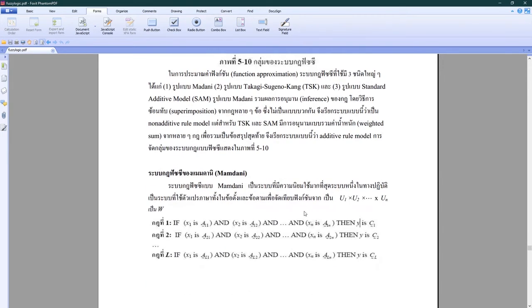Okay, let's see. Fuzzy rule of Mamdani. It would have if x1, which is the value that the system receives, basically an input. If compared to the previous example, it is theta.